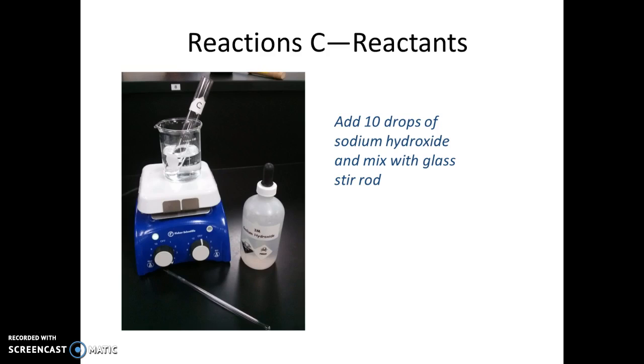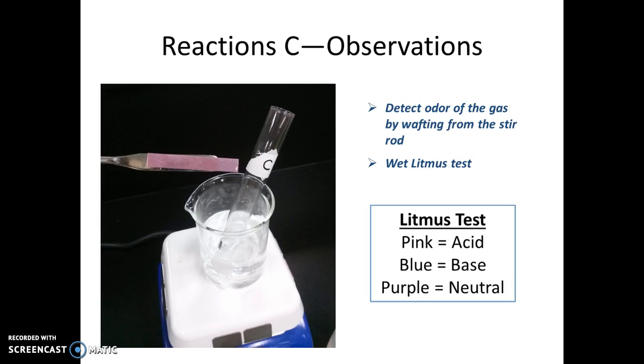What you're really trying to detect for the gas that forms in reaction C is the odor of the gas. It can be hard to detect the odor of the gas, and one trick that you can use is to take the glass stir rod and insert it in the test tube, pull it out, and then try to waft or detect the odor from the glass stir rod. If you still can't detect the odor of the gas, talk with your instructor. You can always add additional drops of sodium hydroxide, and you might need to heat up the reaction more in order to detect the odor for the gas that forms in reaction C.